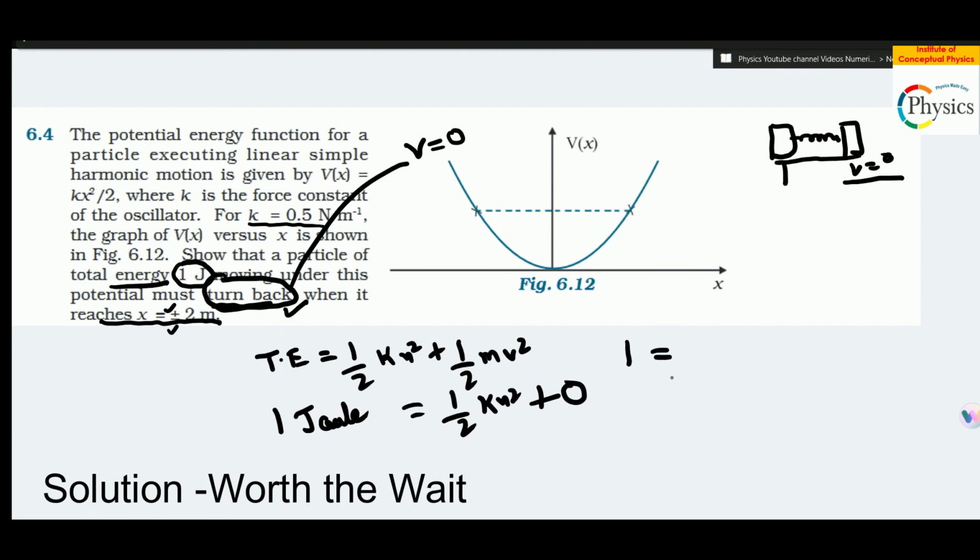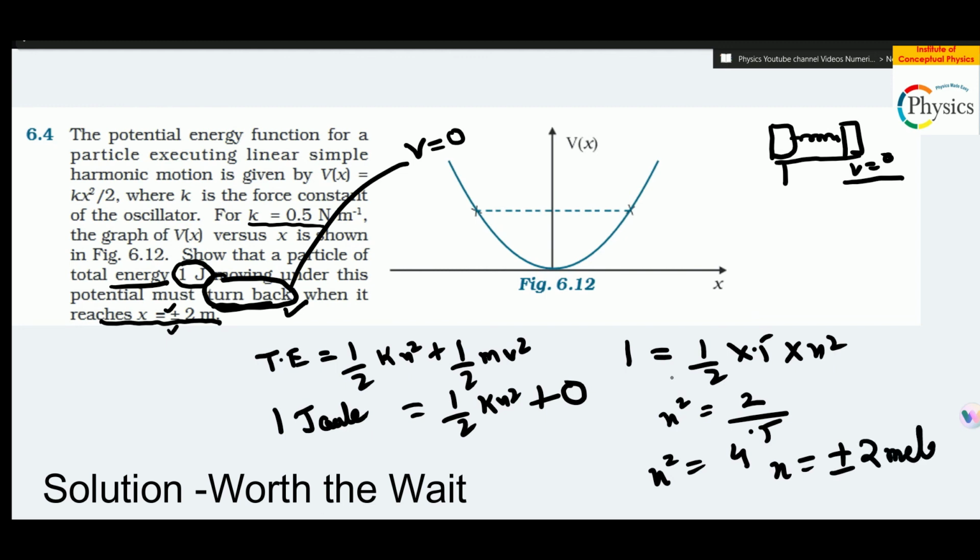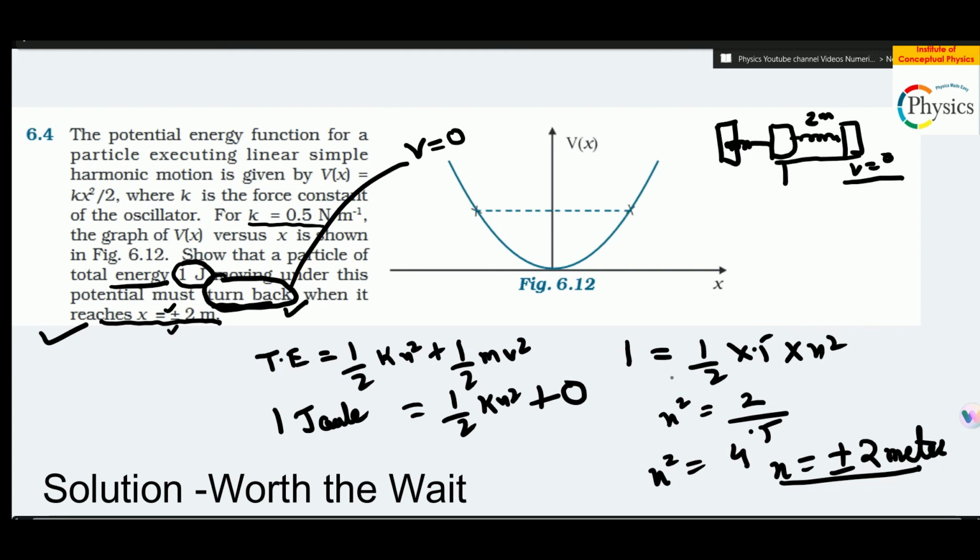So 1 is equal to half into 0.5 into x squared. X squared is equal to 2 divided by 0.5. X squared is equal to 4. X is equal to plus minus 2 meter, right? So the turn back points are when x is equal to plus minus 2, which means this is 2 meters, and on the other side when you compress it, it is minus 2 meters, right? So it was very important that you understand turn back, what happens there.